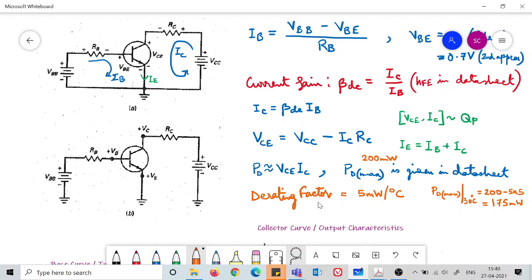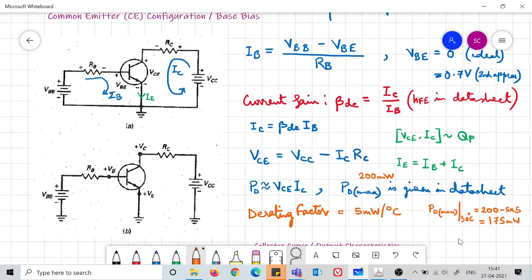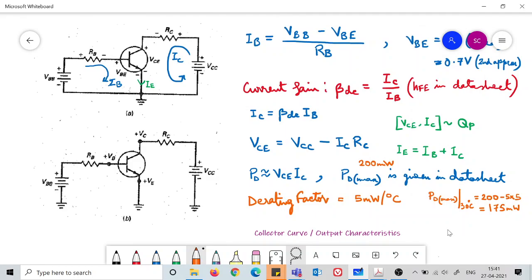Now you should be careful that the PD of the operating point should not cross this, because it has come down. Previously it was 200, now it is 175. So you should again recheck that your dissipating power has not crossed this. If it crosses, that means the transistor will be destroyed. So this is a more or less overview of the common emitter configuration.